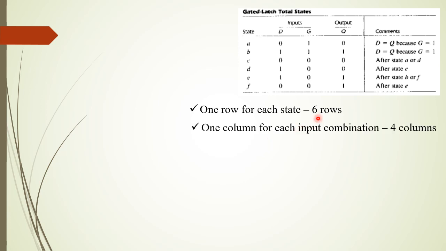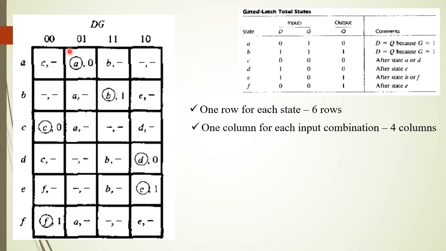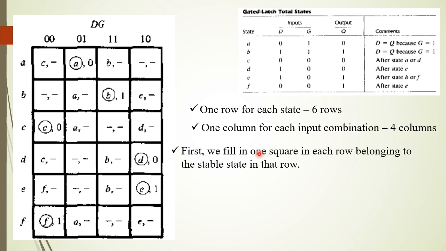From this total state information, we are going to derive the primitive flow table. It will consist of one row for each state. We have 6 states, so we will have 6 rows, and one column for each input combination; because we have 2 inputs, we will have 4 columns. Let us see how this primitive flow table is filled up. First, we fill one square in each row belonging to the stable state. So A defines 0 1, B is defined by 1 1, C by 0 0, D by 1 0, E again 1 0, and F is 0 0.